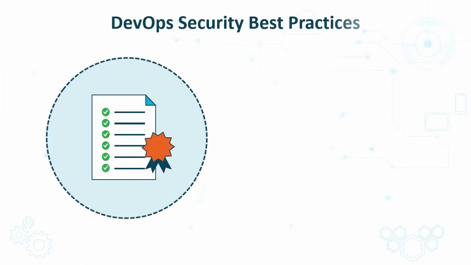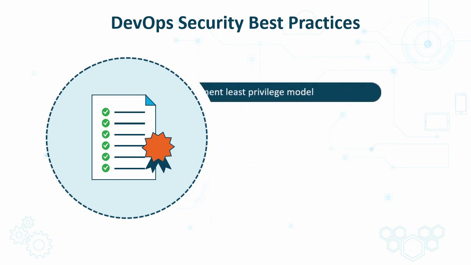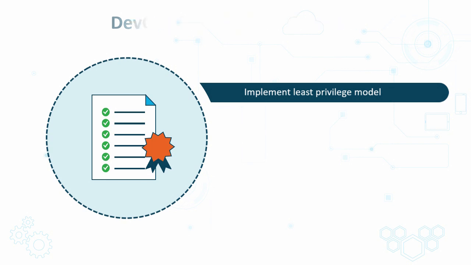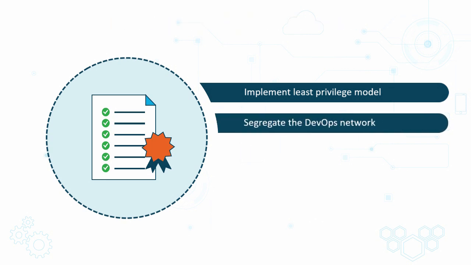In the DevOps security best practices, one of the key thumb rules is that you should use the least privilege model. Never give more privileges to a developer than required. So if you do not require them to have root or admin access, do not give them. Give them a regular user access so that they can work. You should also segregate the DevOps network. We have already looked at this point in one of the previous slides.